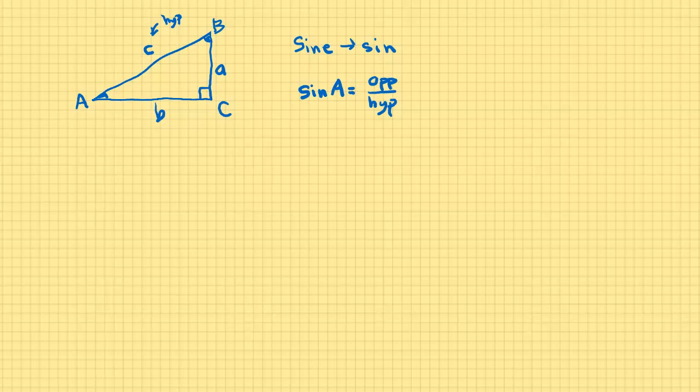So angle A, if we're at angle A right here, then the opposite side is going to be this side right here. It's not the side at the bottom because that's not opposite the angle. And it can't be side C because that's the hypotenuse, and the hypotenuse is never going to be an opposite side. So the sine of A is the opposite, which is a, divided by the hypotenuse, which is c. That's it. Pretty simple.